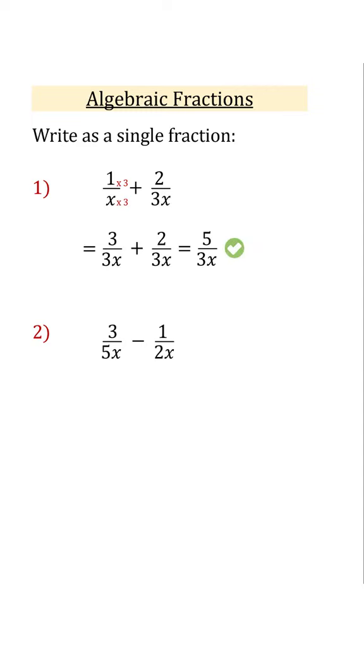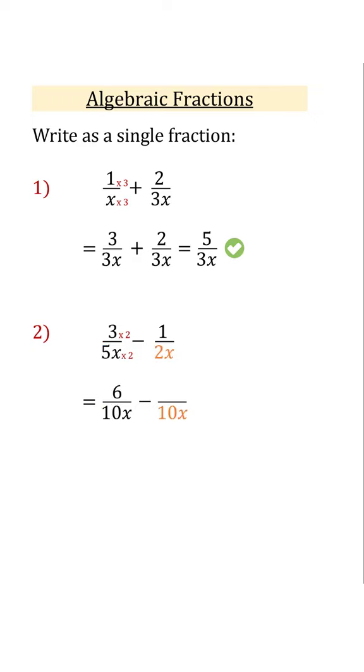For question 2, here we are asked to write 3 over 5x minus 1 over 2x as a single fraction. If we compare the denominators, the lowest common denominator of 5x and 2x is 10x. For our first fraction, we have multiplied the bottom by 2 in order to get 10x. Hence we must do the same to the top. 3 multiplied by 2 is 6.